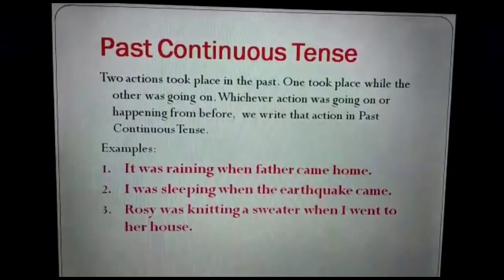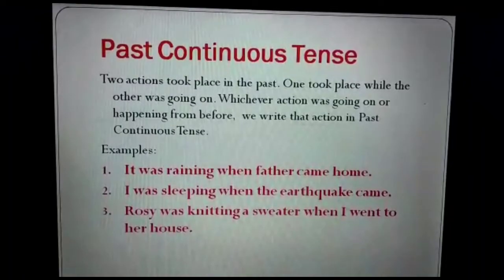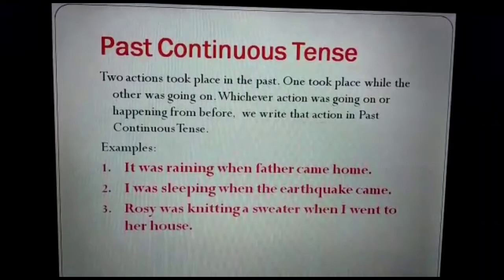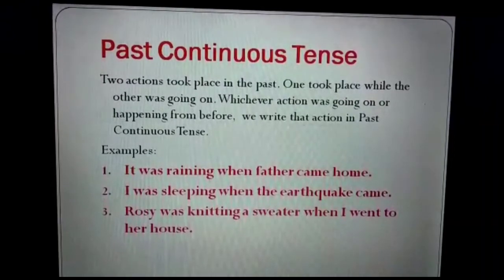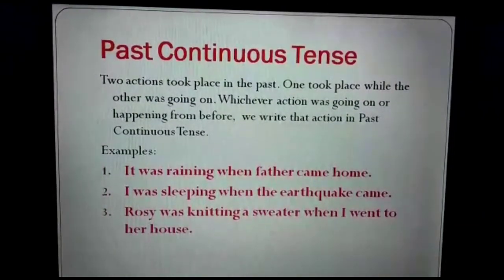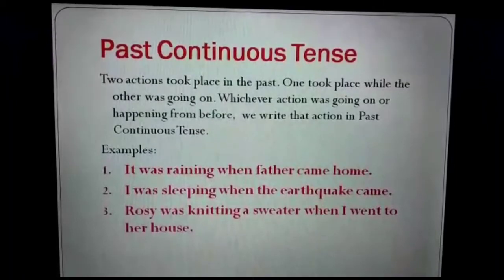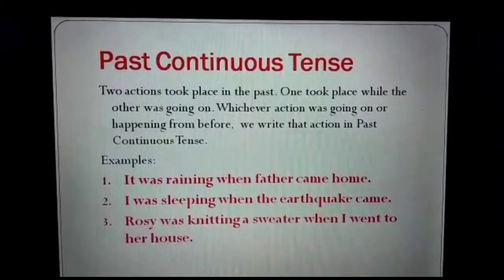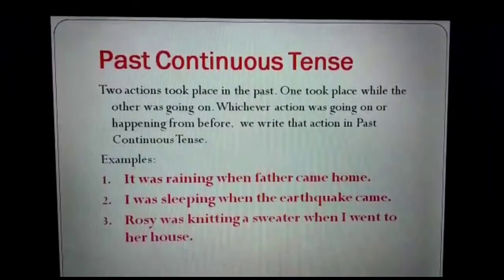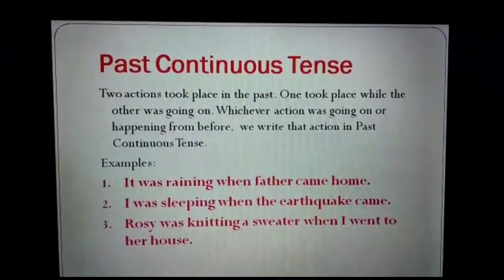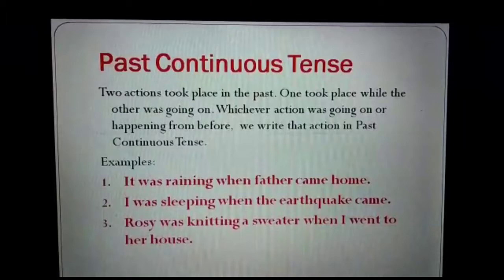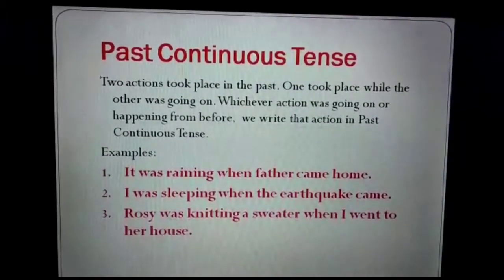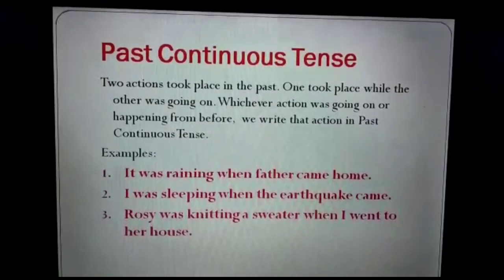Example number 3, Rosie was knitting a sweater when I went to her house. In this sentence, two actions of the past have been denoted. One is knitting a sweater and another is I went to her house. So which was happening from before? Rosie was knitting a sweater. So that was happening from before. In that case, we have used past continuous tense here.